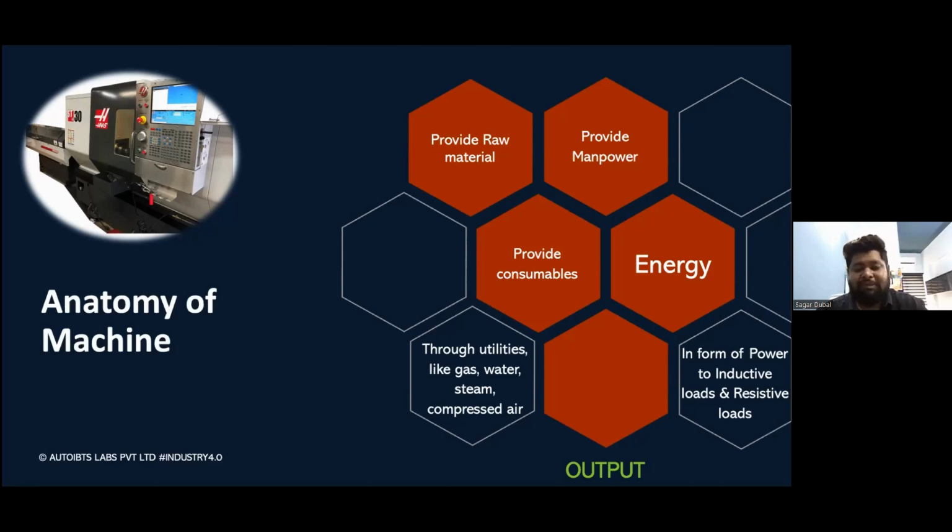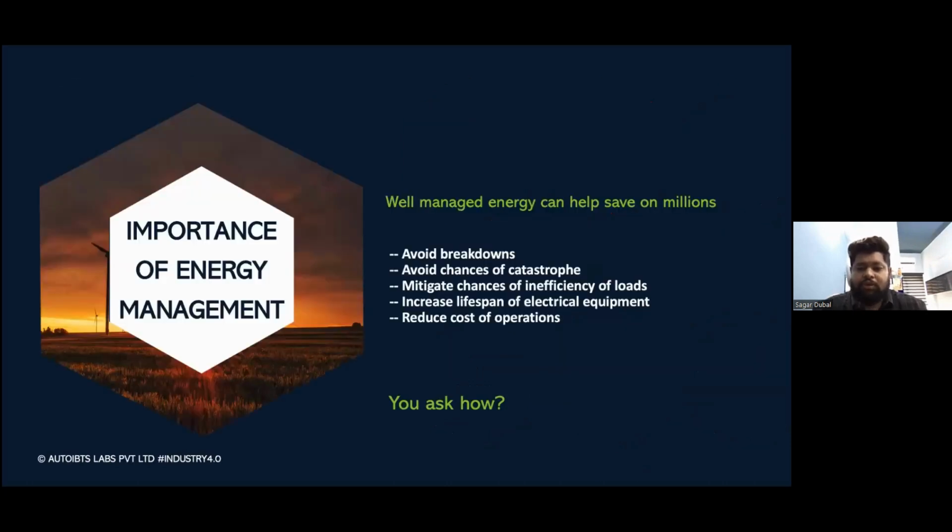So now it is very critical to monitor how the energy is being utilized, and is it utilized as per the benchmark figures, or is the efficiency going down. Now before going into how it is done, I'll just give you a teaser of what it can do for you. So why is it important? Saving and managing energy can help you save millions of rupees annually.